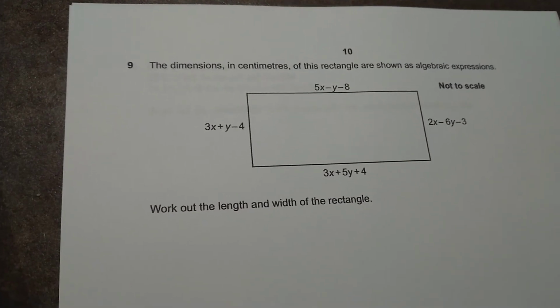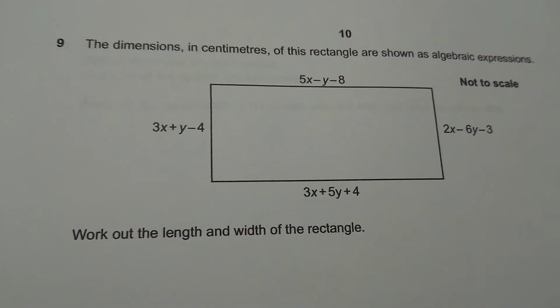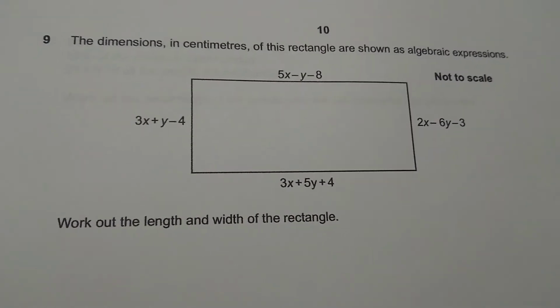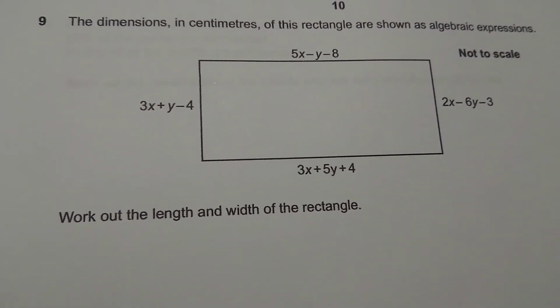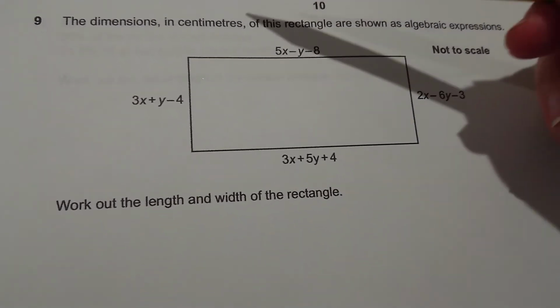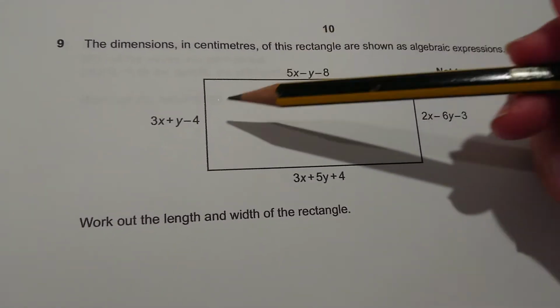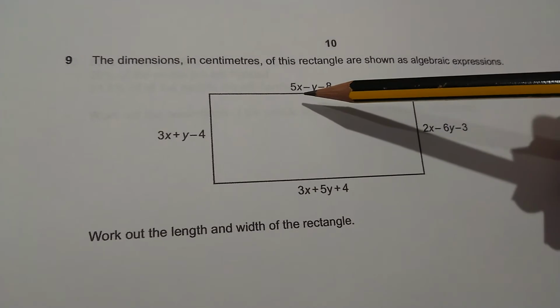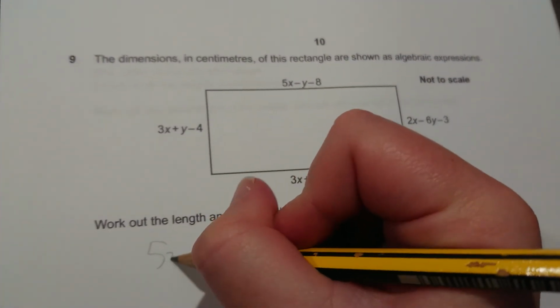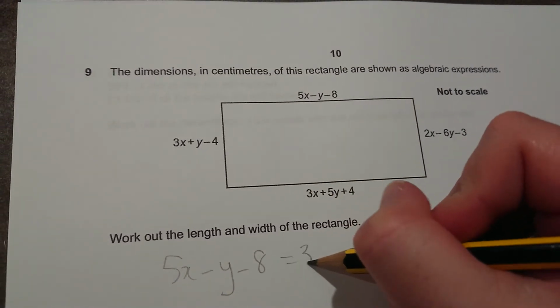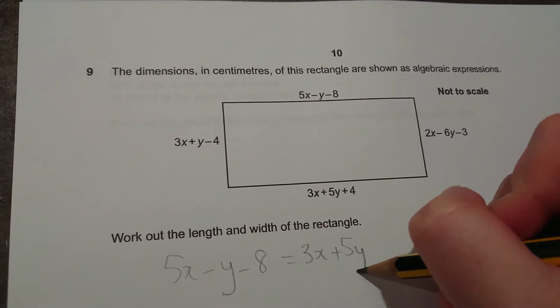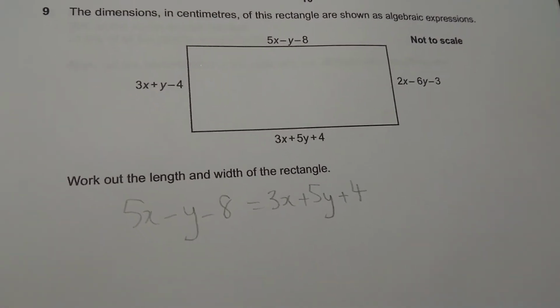So the penultimate question, it's working out the length and width of the rectangle. So again, this is a 6-mark question, so we don't want to leave this question completely. So in the exam you've got to think, well, what do I know about rectangles? Well, we know the top and the bottom are the same length, and then the two sides are the same length. So I can say that 5x minus y minus 8 must equal 3x plus 5y plus 4.